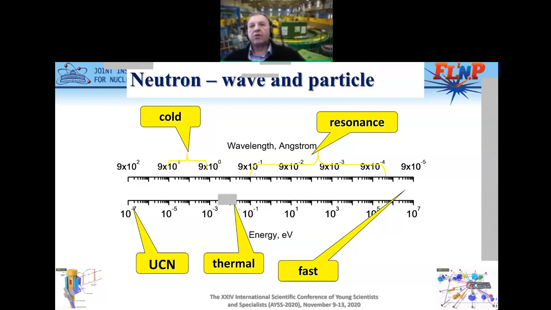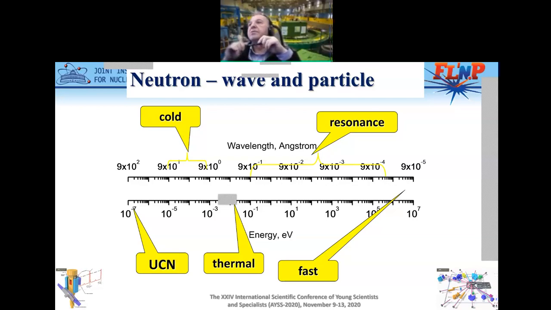Near the thermal equilibrium, we have thermal neutrons. The thermal energy corresponds to the kinetic energy of a neutron which is in thermal equilibrium with the matter at normal conditions. That means 300 Kelvin, and the corresponding energy is 25 milli electron volts. So this is the thermal energy. Below this energy, we call neutrons cold neutrons and ultra cold neutrons. UCN stands for ultra cold neutrons.